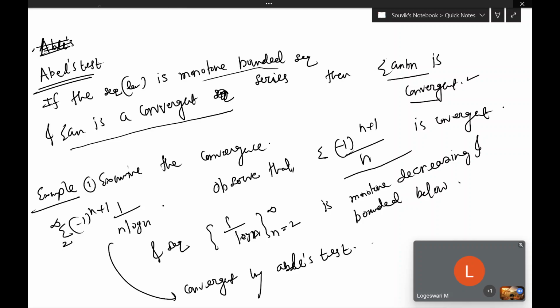So then let's revise Abel's test. This tells that if you have a sequence b_n which is monotone and bounded, and the summation of a_n is a convergent series, then the summation of a_n b_n is convergent.